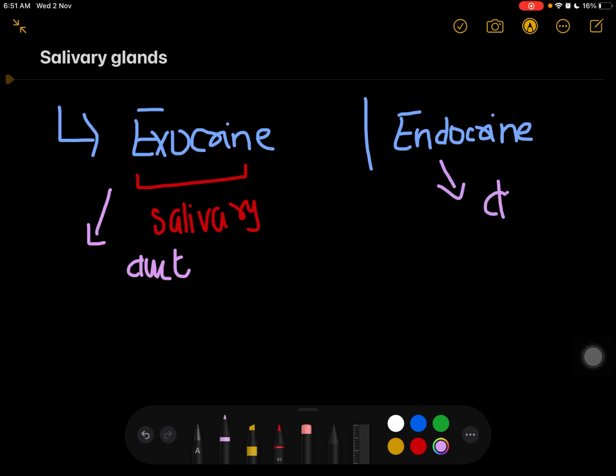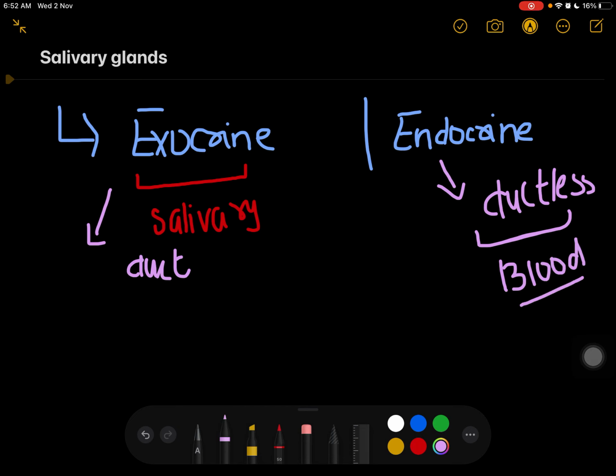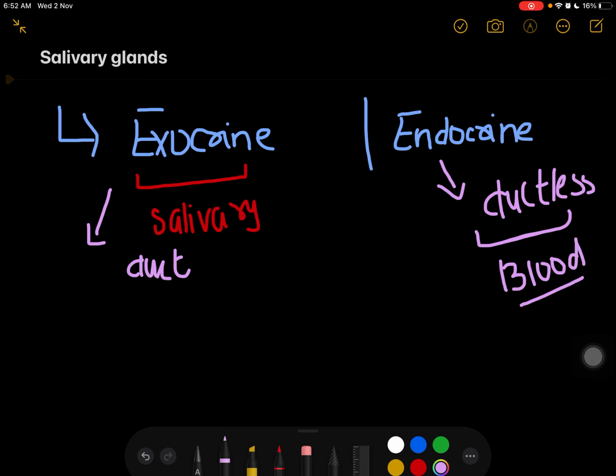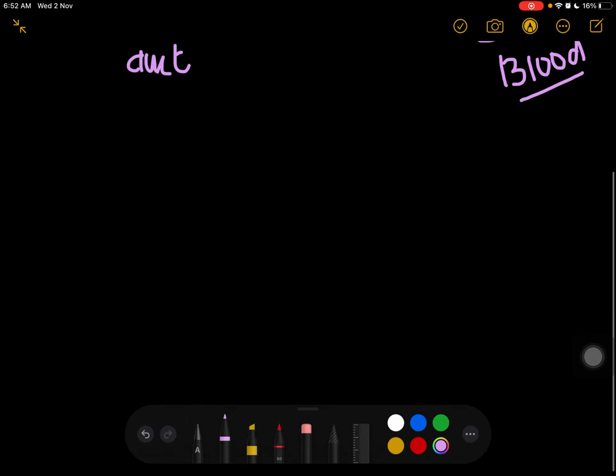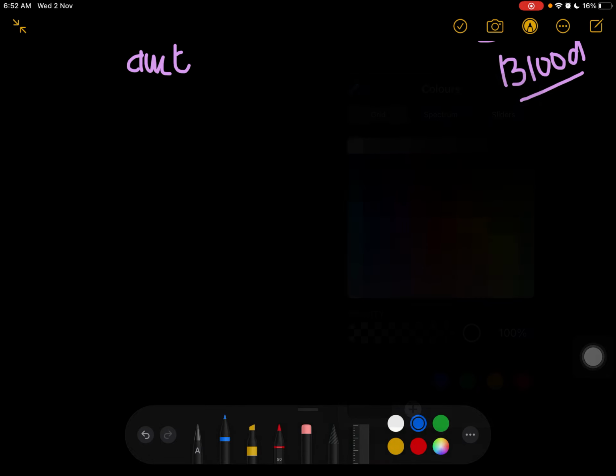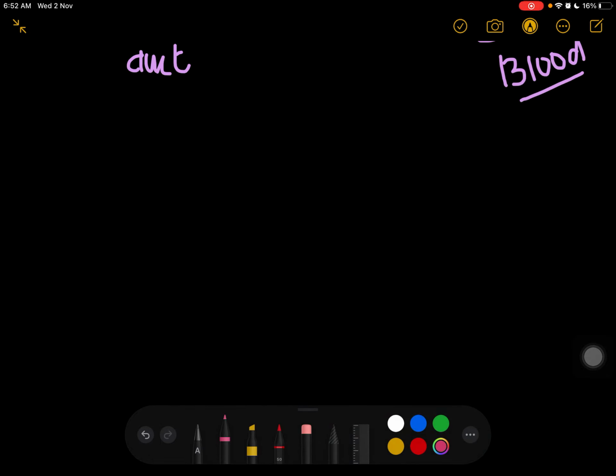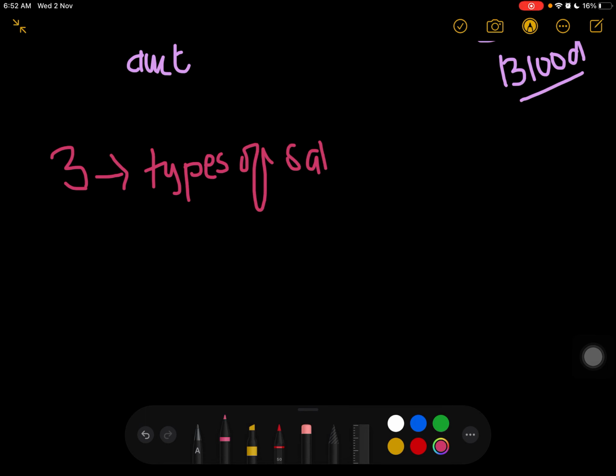And what does endocrine mean? It means ductless. It releases its own hormones directly into the blood. So salivary glands are exocrine glands. Basically, we have three types of salivary glands.